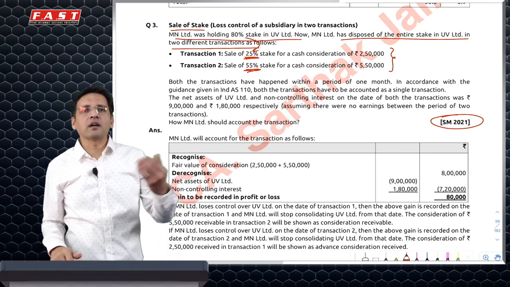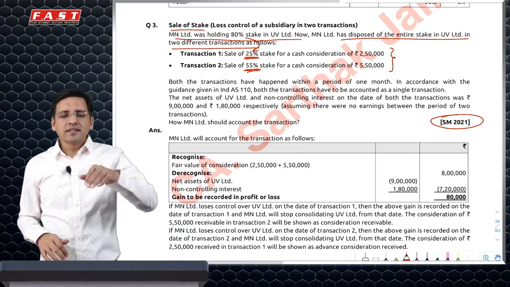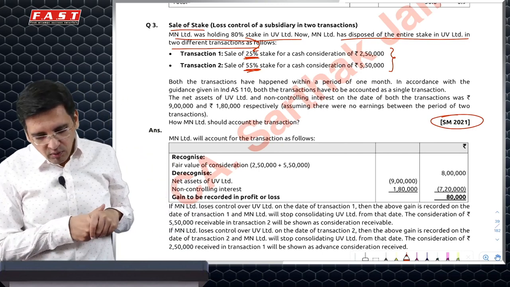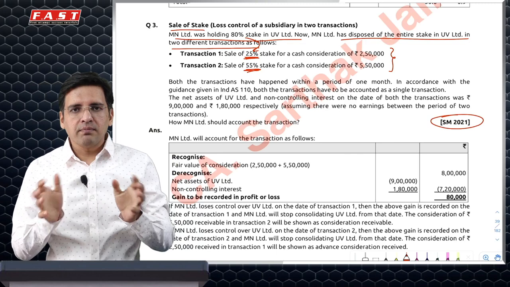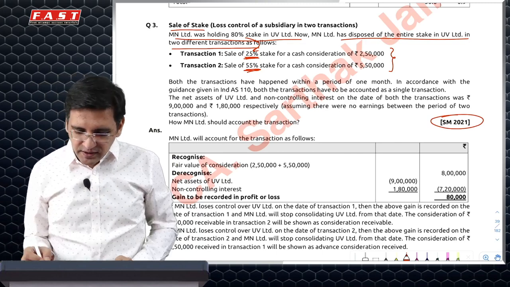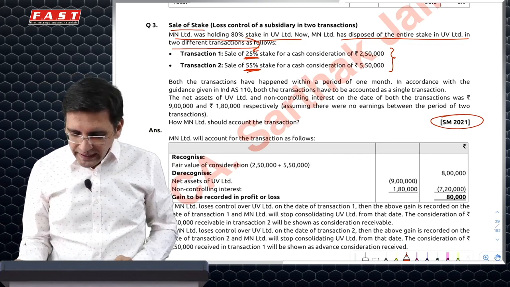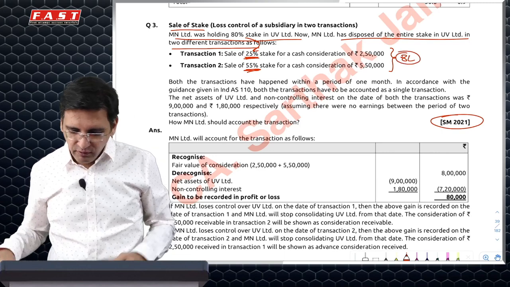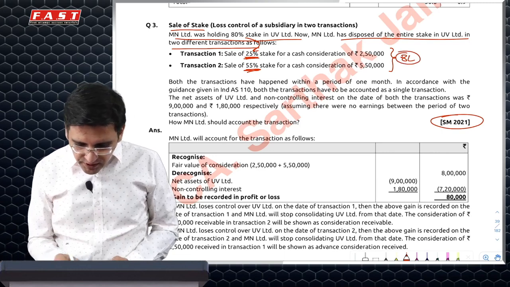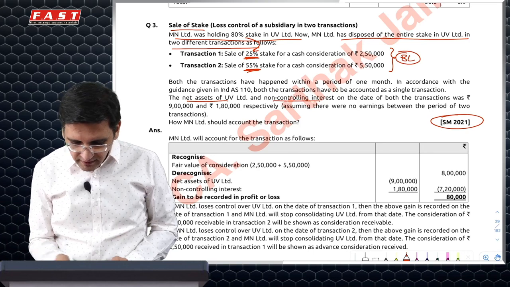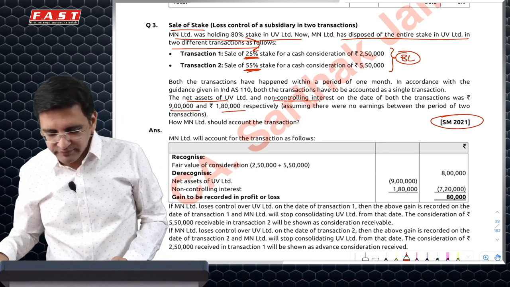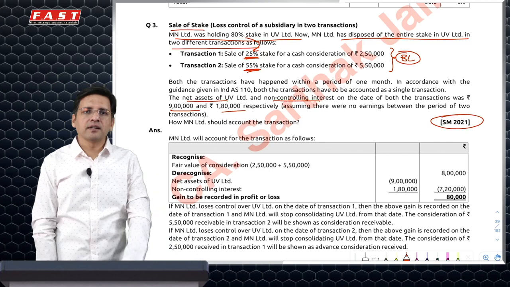So I would have done a derecognition of subsidiary accounting. This is not going to be the case. Here what I would do is I will treat both of these as a combined one transaction. So I'll say essentially I have sold my stake for a total of 8 lakh rupees. The question says net assets of UV and NCI were 9 and 180. So gain of 80,000 is to be recognized finally.